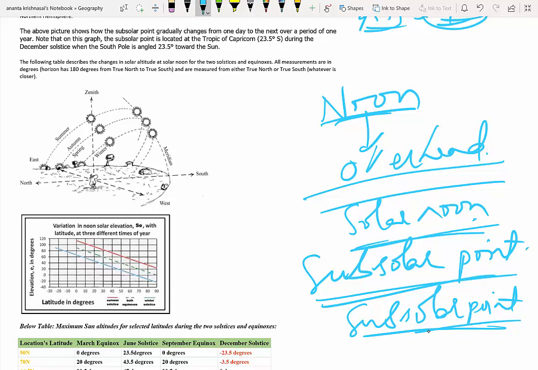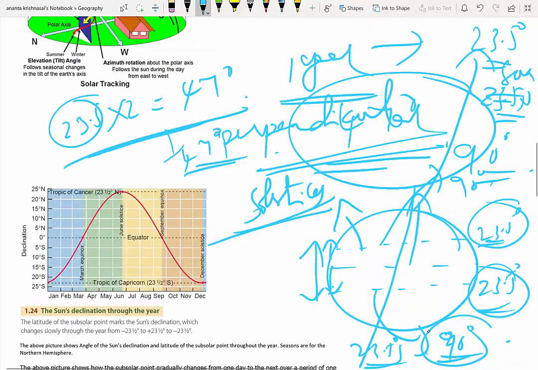And if you look at this particular graph, it clearly gives you the way the subsolar point is varying. In this picture, the subsolar point gradually changes from one day to the next over the entire period of 1 year. Note that this graph takes into consideration the tilt of the earth and the declination of the sun. Here, the declination of the sun has been measured from 23.5 degrees to again 23.5 degrees, and the entire calculation will lead to what? The 47 degrees of declination which is possible for the sun.